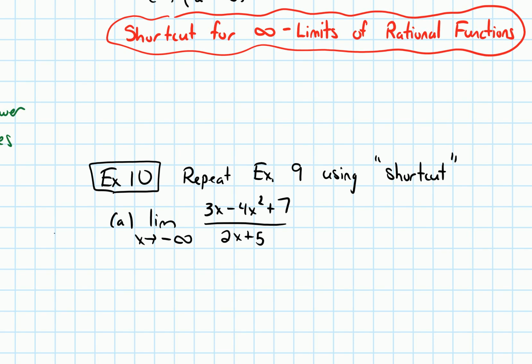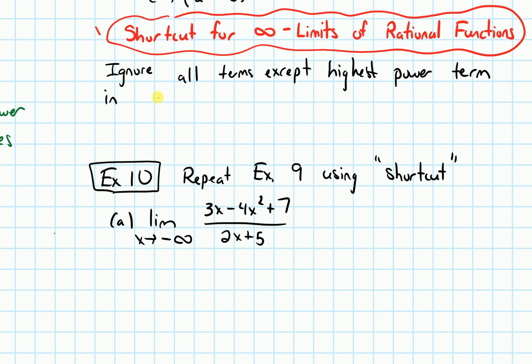In this video, we're going to learn a shortcut for evaluating infinite limits of rational functions. So the idea is, we've seen that when we have a polynomial, the term that dominated the growth was the highest degree term, or the highest power term. So what we can do is ignore all the terms except the highest power term in the numerator and denominator.